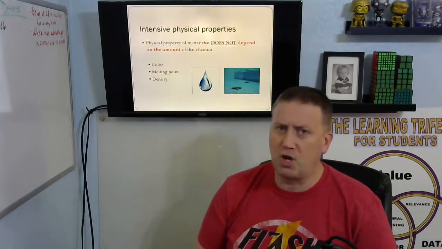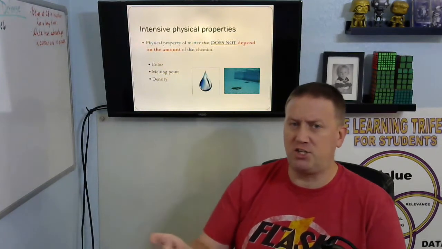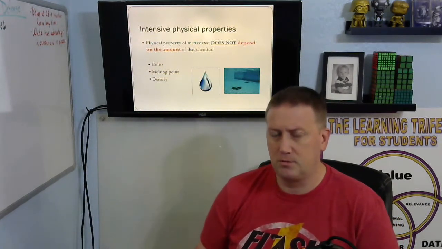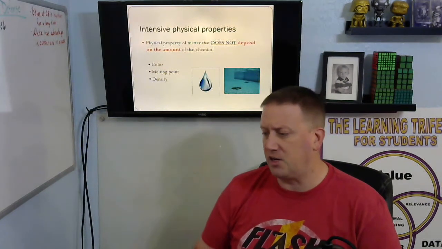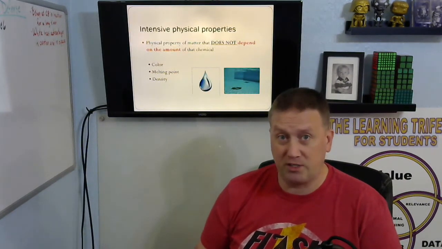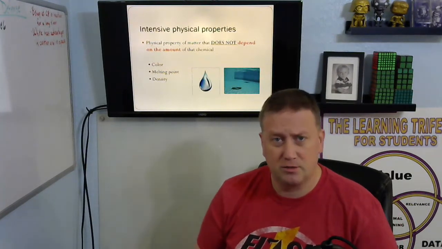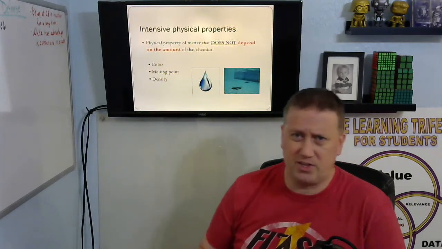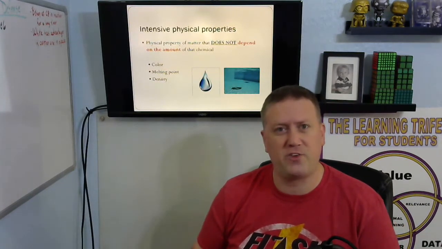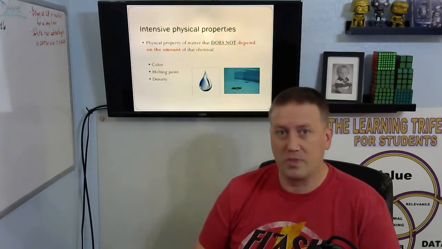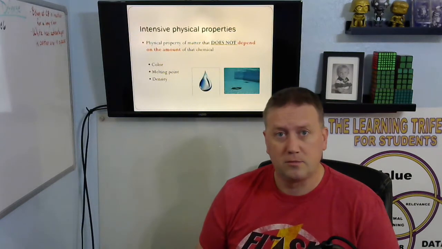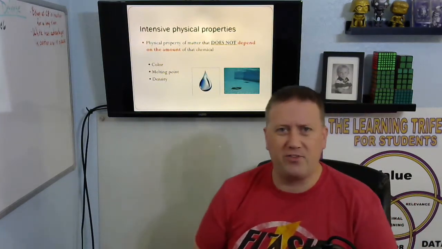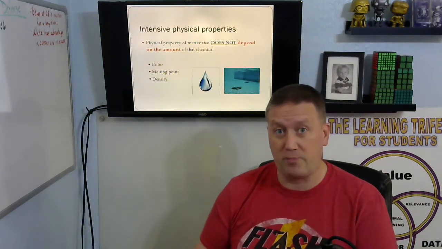So physical properties, think about changes in phase. And so intensive physical properties include things like melting point. They'll include other things like color. Color doesn't have to do with the change of phase. It has to do with density. Those are examples of intensive physical properties.